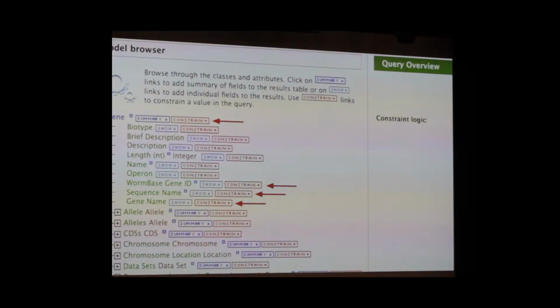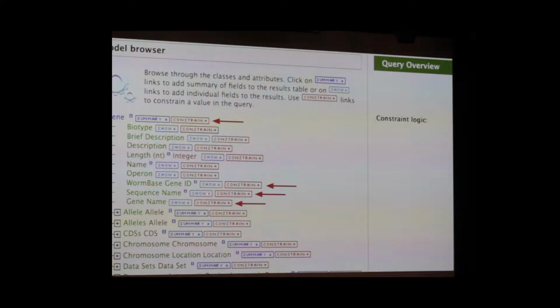Now, just zooming in here, I want to point out that at the beginning of every object class that has its own attributes, we have a summary button and a constrain button. If you click on summary, it opens a default set of attributes that you might want to query for. If you click on constrain, you can apply basic constraints to say, I want to make sure that I get everything that has some value in this field, or I'm looking for elegans as a species, so you can just type that into a filter box.